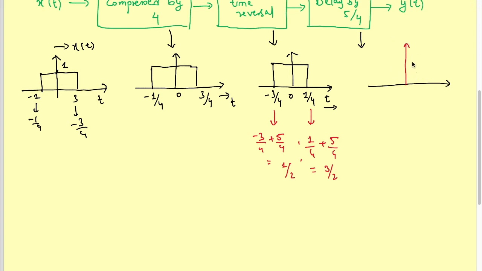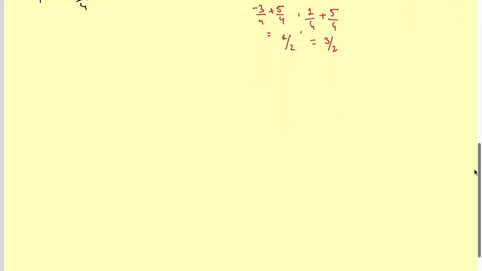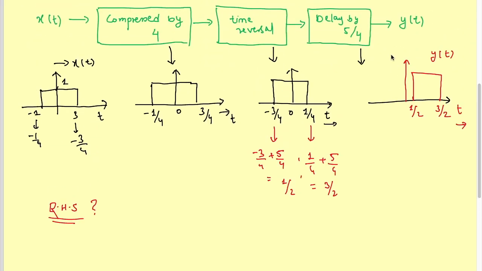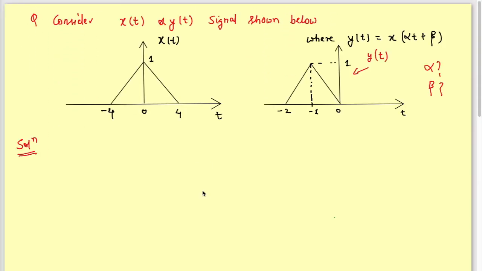So my output signal will look something like this. It is from 1 by 2 to 3 by 2. Now I would like you to approach from the right hand side. This is an assignment for all of you. If you do it with the right hand side, your equation y of t will look something like this. If you find any difficulty, you can comment on it. Okay, so this is my second problem.